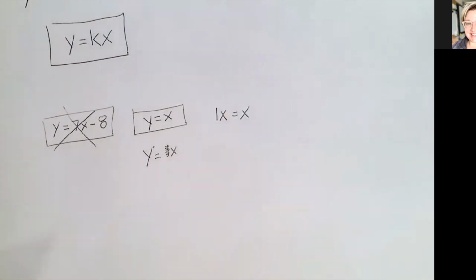So that's how you're going to go about this section 6, identifying proportional relationships from graphs and equations. And I look forward to working with you tomorrow.